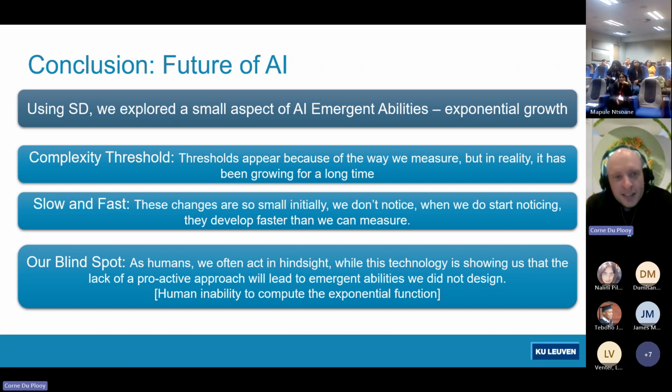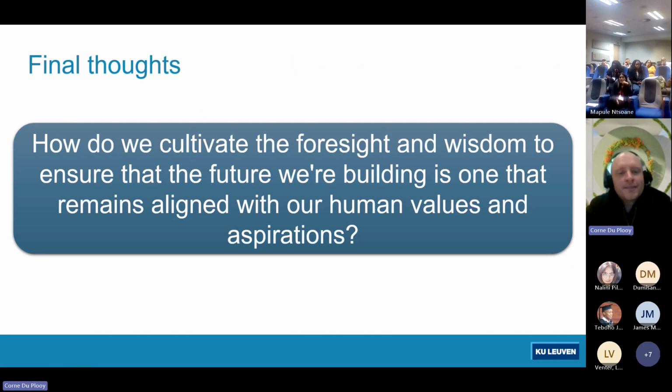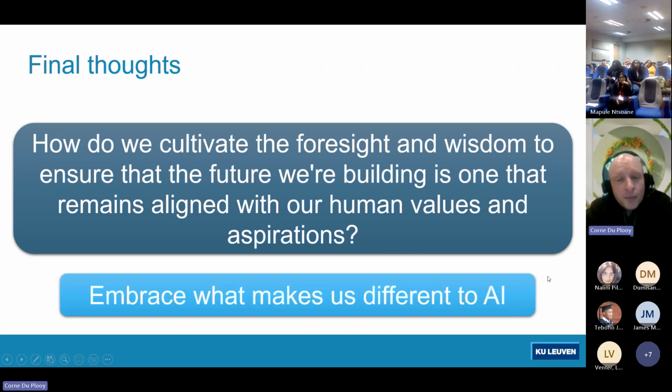So bringing it back to my final thoughts, I'm leaving you guys with a question, and my own question, because I don't know exactly how to answer this. How do we cultivate the foresight and wisdom to ensure that the future we're building is one that remains aligned with our human values and aspirations? Because these things are just machines. They don't have values. The values they have are the things that have been trained into them. So we have a responsibility here. And I think part of it is really embracing what makes us human, what makes us different to machines. And we really need to do that for a future to be good.